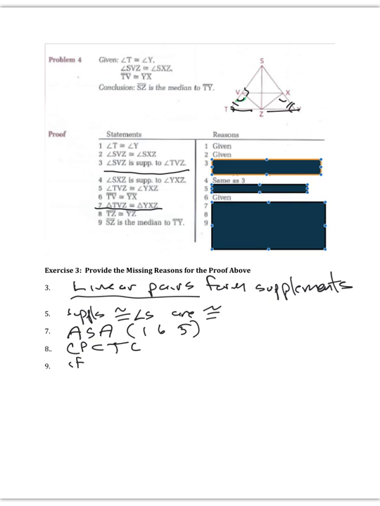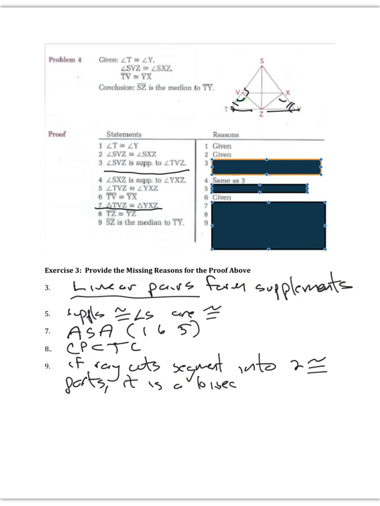if a ray cuts a segment into two congruent parts, it is a bisector. And again, because we're dealing with a definition, this if-then statement also works in reverse. If it is a bisector, a ray cuts the segment into two congruent parts. And again, that does not work with most theorems, but it does work with definitions, that you can reverse the if and the then part of the statement.